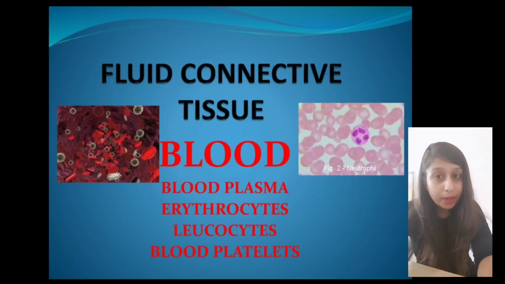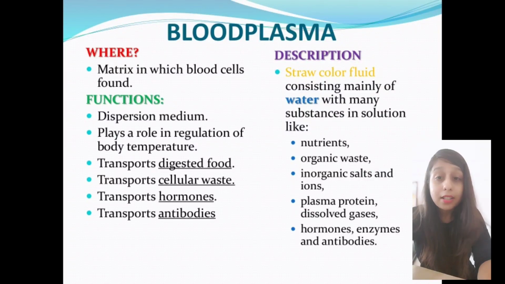Last but not the least, the category of connective tissue is fluid connective tissue. There are two fluids present in our body: one is the blood and the other one is the lymph. Now, blood contains mainly blood plasma and blood corpuscles. What are corpuscles? The cells present inside the blood, which are erythrocytes, leukocytes and blood platelets. Now, what is blood plasma? It is the matrix, or fluid, in which the blood cells are found.